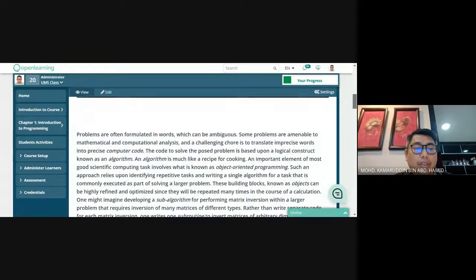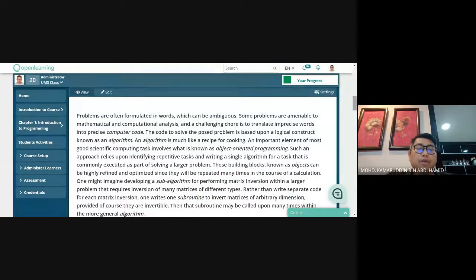So let's look at the first, which is computer code. What you're going to do after this, once you are given a problem, an engineering problem, more specifically a chemical engineering problem, is you need to translate that problem into a computer code. Oh, mana buat tu? How to do that? So we will learn step by step in this class.